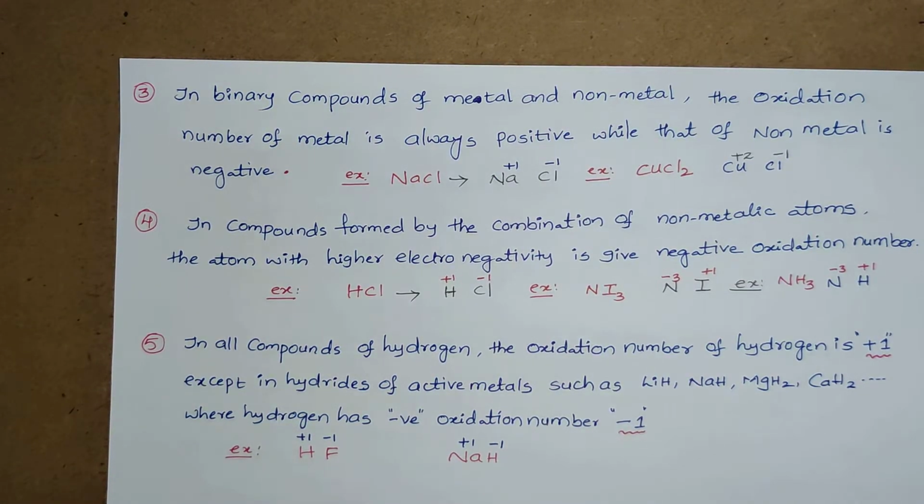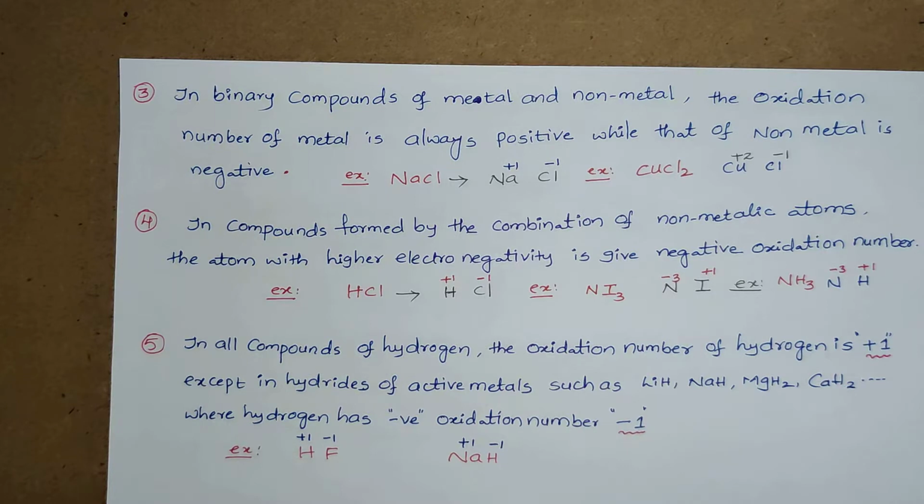The third rule is, in binary compounds of metals and non-metals, the oxidation state of the metal is always positive, while that of the non-metal is negative.